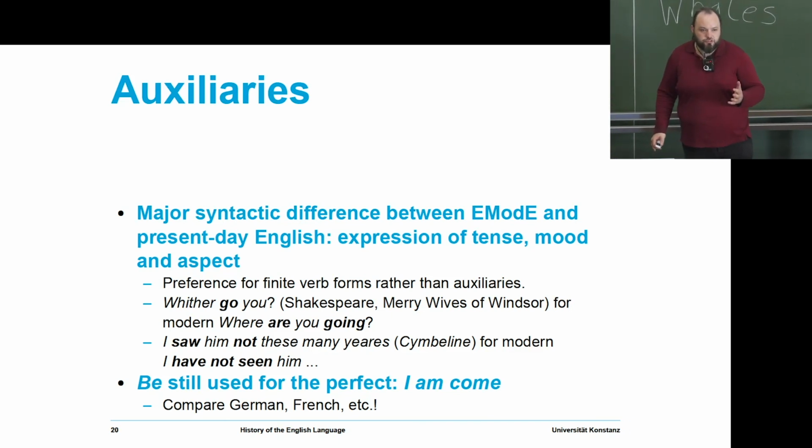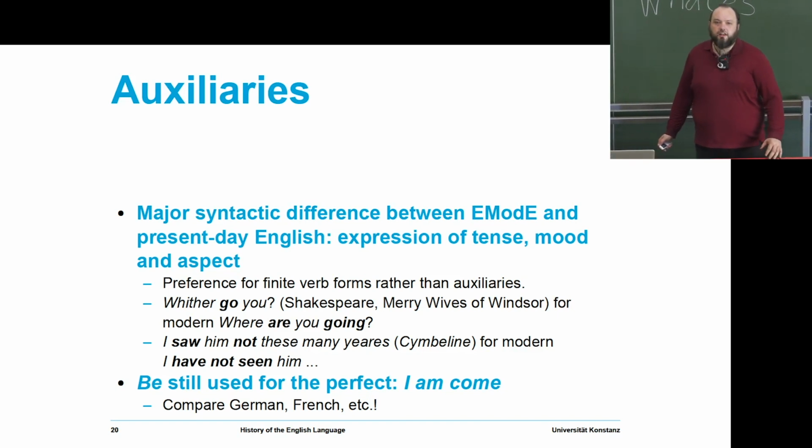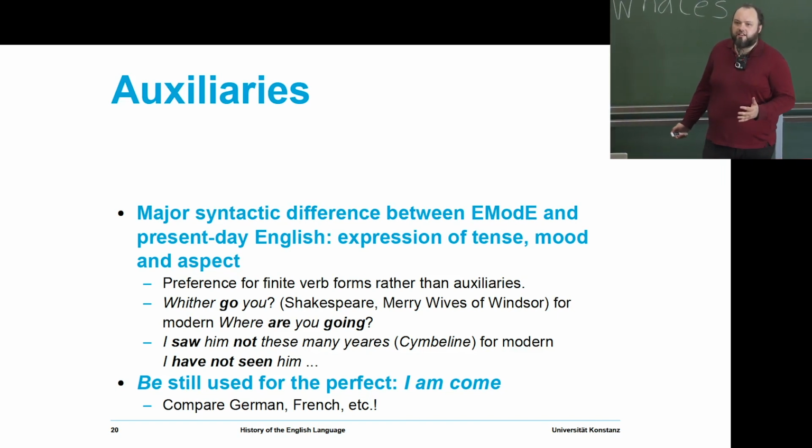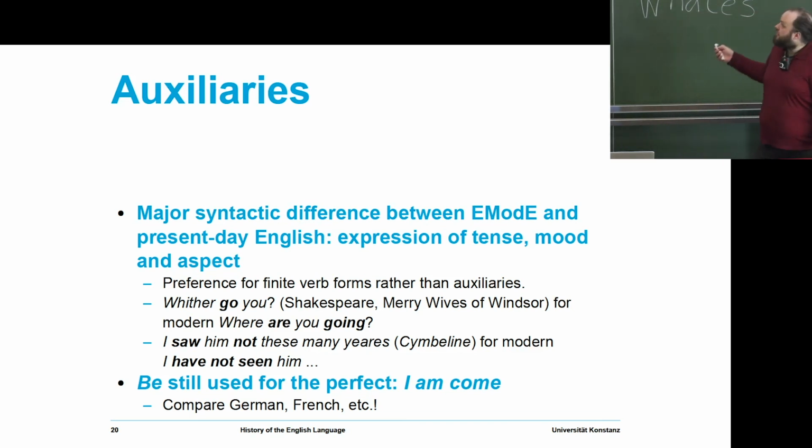And progressives, we see more progressives. So the further we go on in the history of English, it seems like the more we see new auxiliaries being used, and you just cram more and more verbs into one sentence. And they're used to express tense, mood, and aspect.